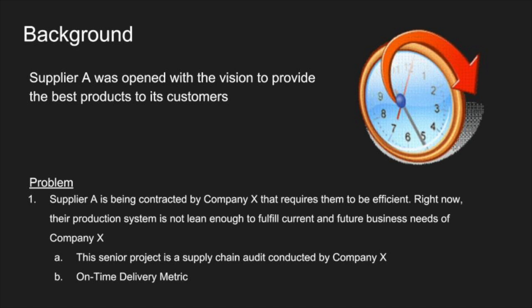Supplier A was opened with the vision to provide the best products to its customers in the aerospace industry. Supplier A's cycle time to manufacture products is very lengthy, and Supplier A also lacks the production system to accurately maintain WIP and inventory levels. Supplier A is being contracted by Company X that requires Supplier A to be efficient. Right now, Supplier A's production system is not lean enough to fulfill current and future business needs of Company X.